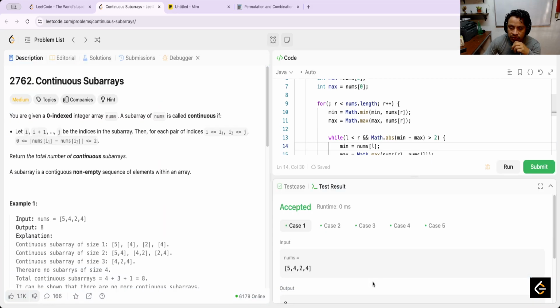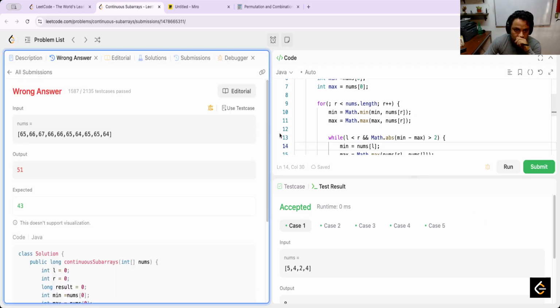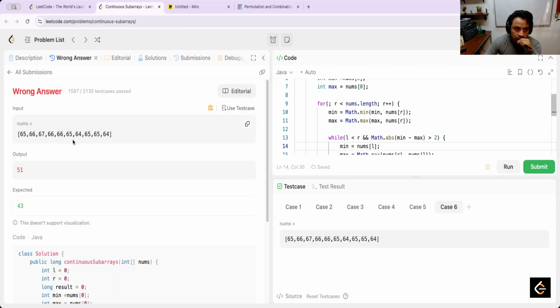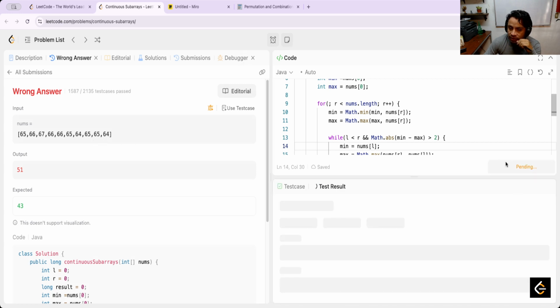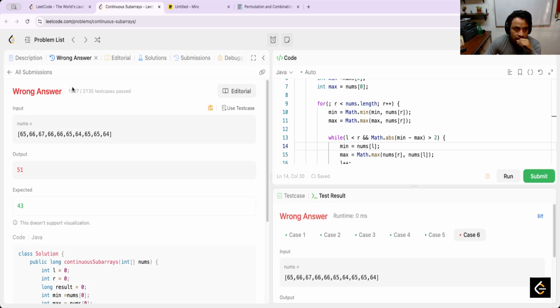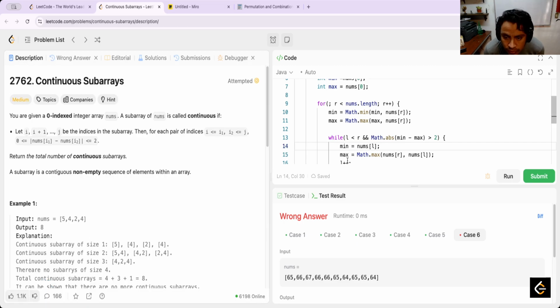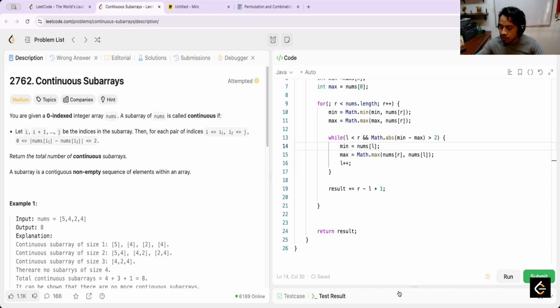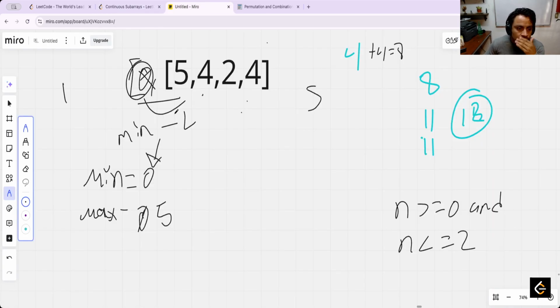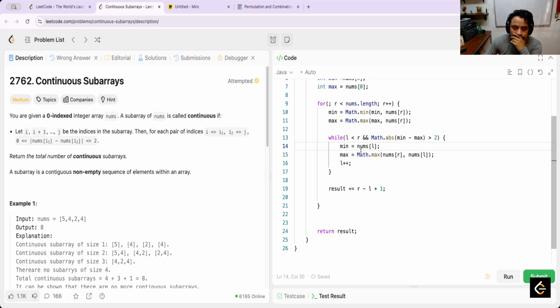Okay, I think that it's time to test. Do you see? Okay, I think that we are close. Let me check. In this case the min, and I think that the max should be this because it's the last.